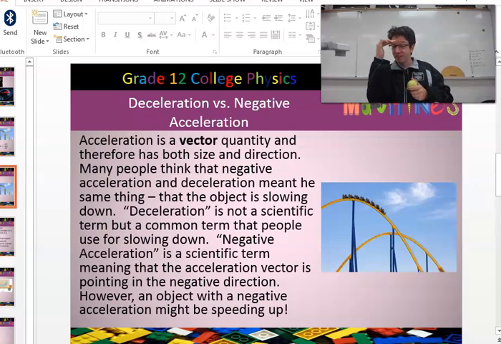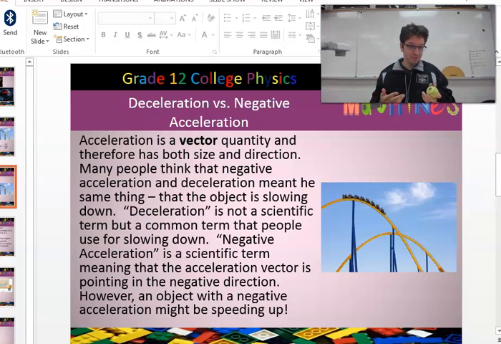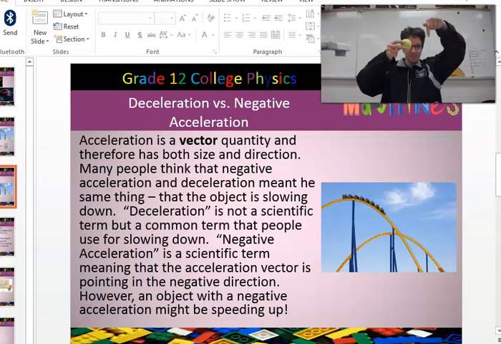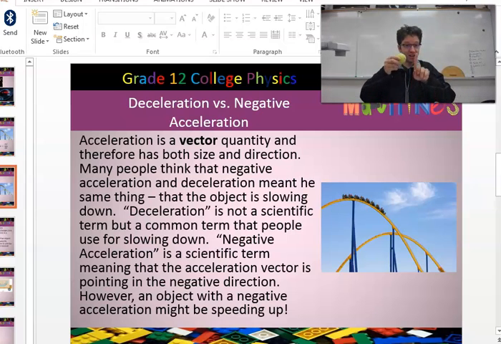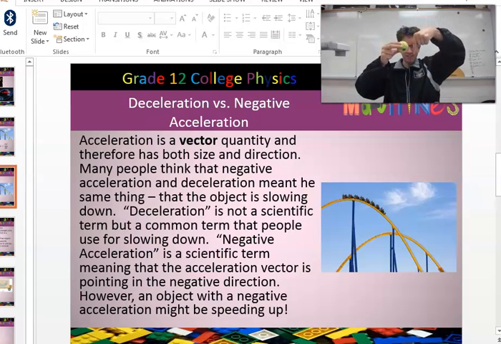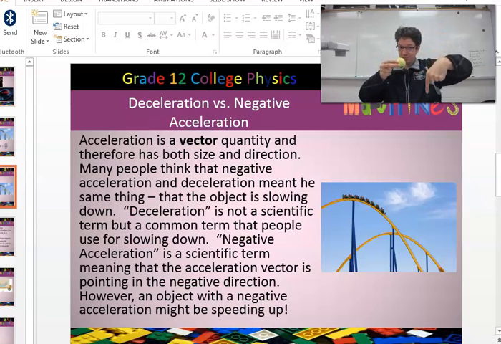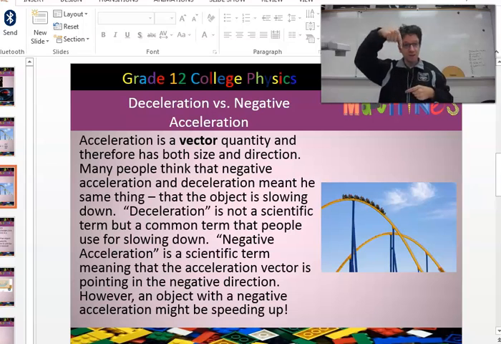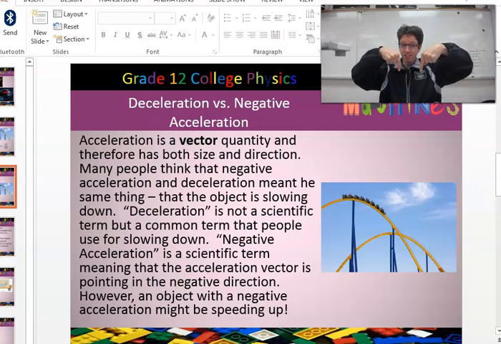If you want to figure out whether something is speeding up or slowing down, you need to look at its velocity. Let's look at this example again. As the ball is moving up, its velocity is up, but acceleration is down. So the direction of velocity is opposite to the direction of acceleration. When that happens, the object slows down. Now on your way down, velocity is down, and so is acceleration. In this case, when your velocity and acceleration are in the same direction, you speed up.